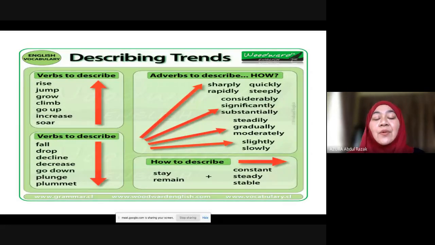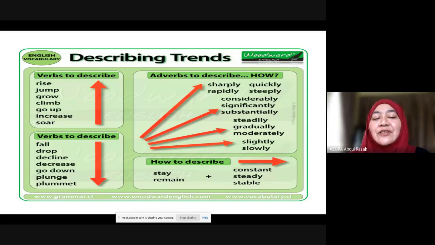Okay, now when you want to use something which happens very, very quickly, to describe an upward trend, which one would you use? Would you use rise? Would you use soar? Or would you just use grow? Which one would you want to use? Or which one do you like to use when you're doing your data analysis? Can someone answer me? Rise. Okay, good. All right.